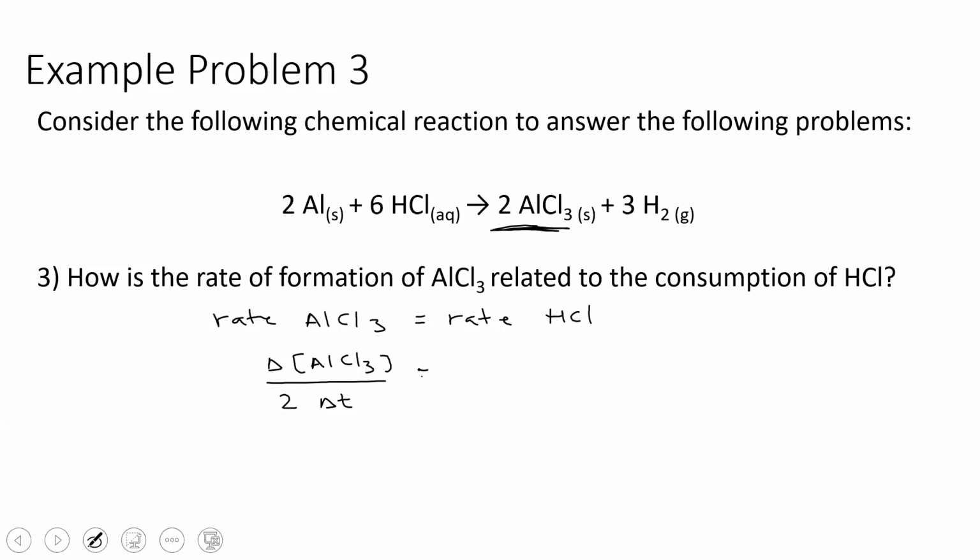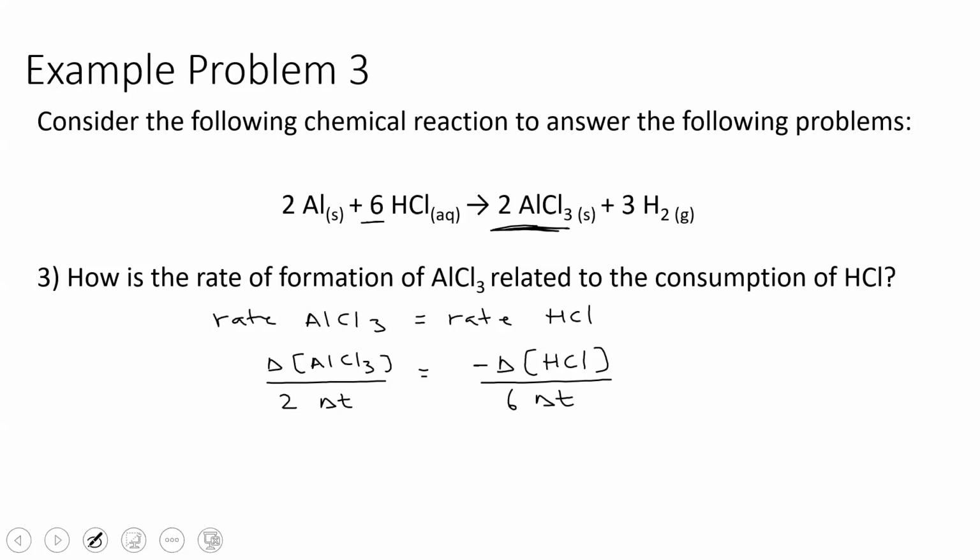Cool. Now, what about the rate of HCl? So we have, again, the change in concentration of HCl over change in time. Now, in this case, HCl is on the left, so we have to throw the negative sign, and we actually have 6 as the coefficient, so we throw the 6 on the bottom. And this would suffice as a correct answer.